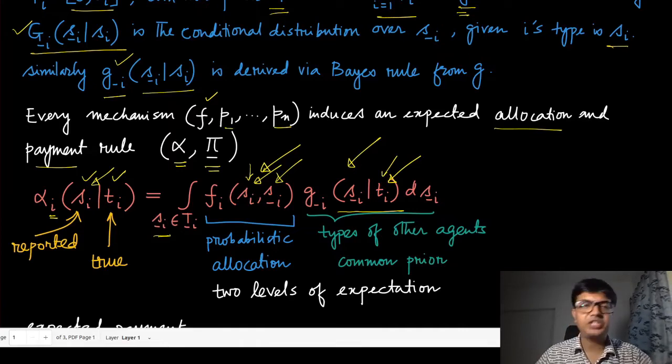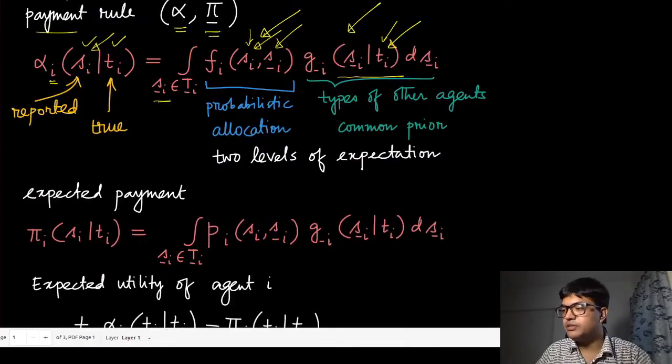The first expectation is coming from the agent's side, which is the belief over the types of the other players. And the second level of randomization is coming from the mechanism designer side, how it is allocating the object to the different players. So something to keep in mind.